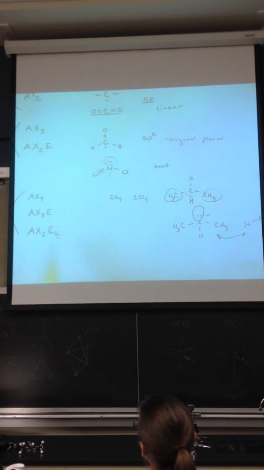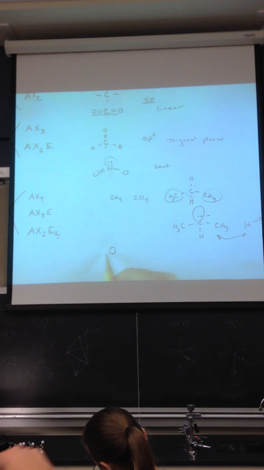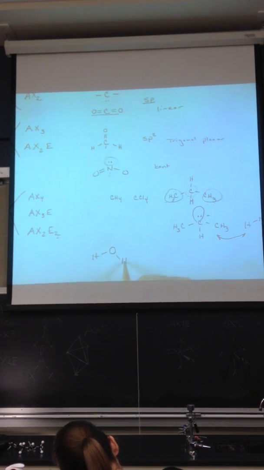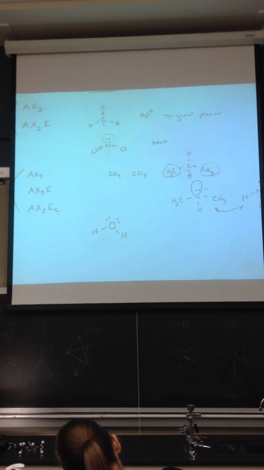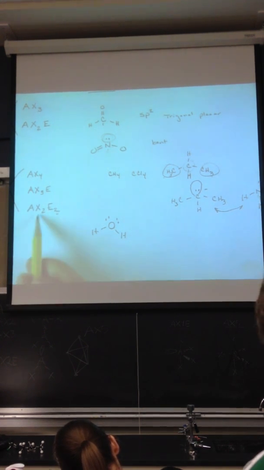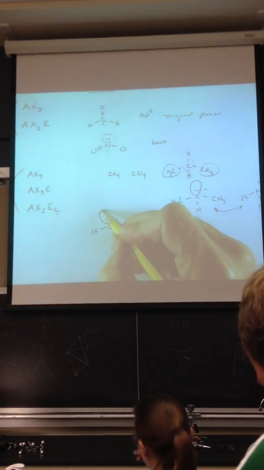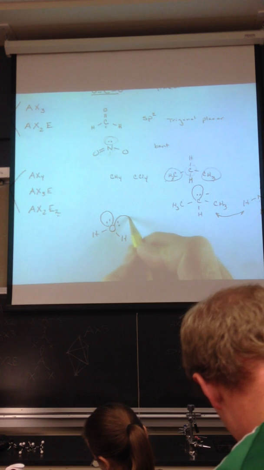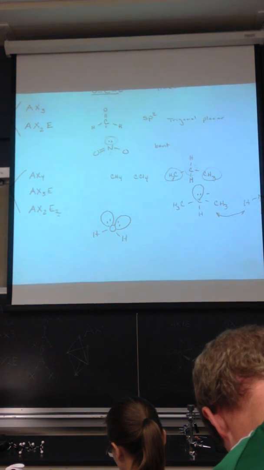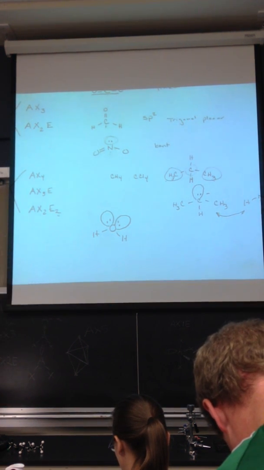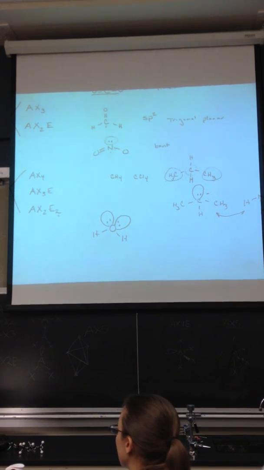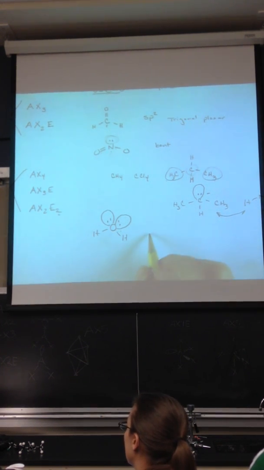What's a good example of this one right here? AX2E2. Water. That's a really good example of this one, right? So if we take oxygen with its two hydrogens and two unshared pairs, this makes a very good example of an AX2E2. We know that the central atom is still sp3 hybridized for the oxygen, and those two unshared pairs are held in sp3 hybrid orbitals, and the overall structure of this would be, again, bent or angular.